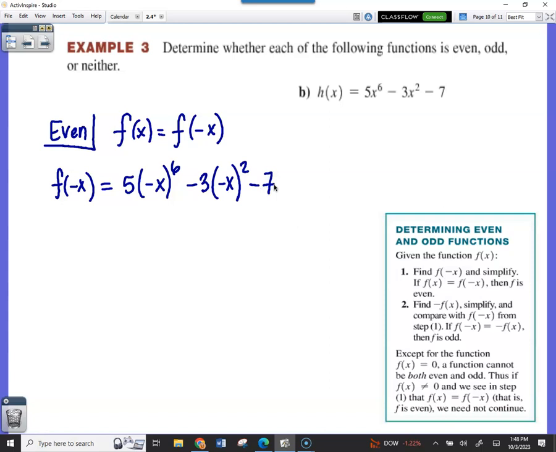Because these are being raised to even powers, they end up going back to positive x to the 6th and positive x to the 2nd power. And does that match the function f? Yes, which means it has what type of symmetry? Here's why it's a short problem. If your function has even symmetry, there's no need to check for odd symmetry. Okay? It cannot have both.